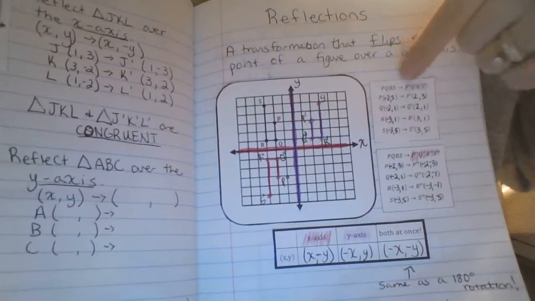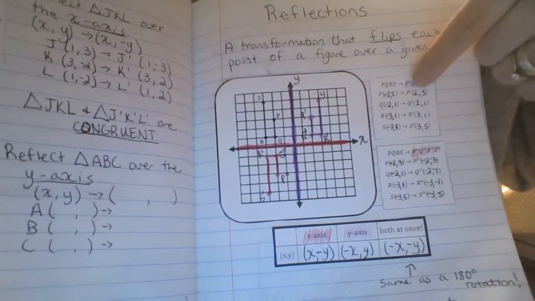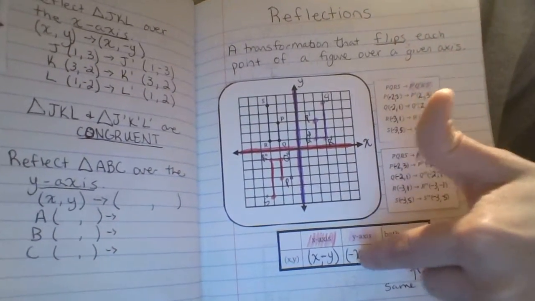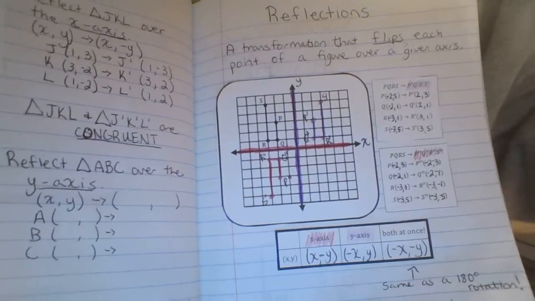Up here for the y-axis, it was negative 2, 3. It's now positive 2, 3. So this first number is the one that changes.